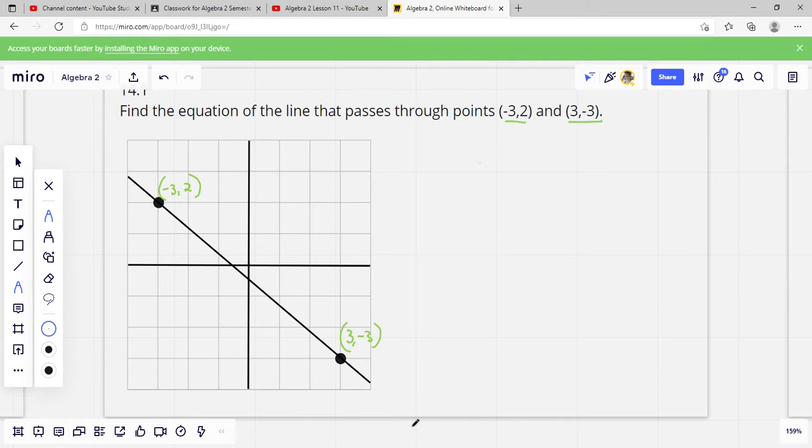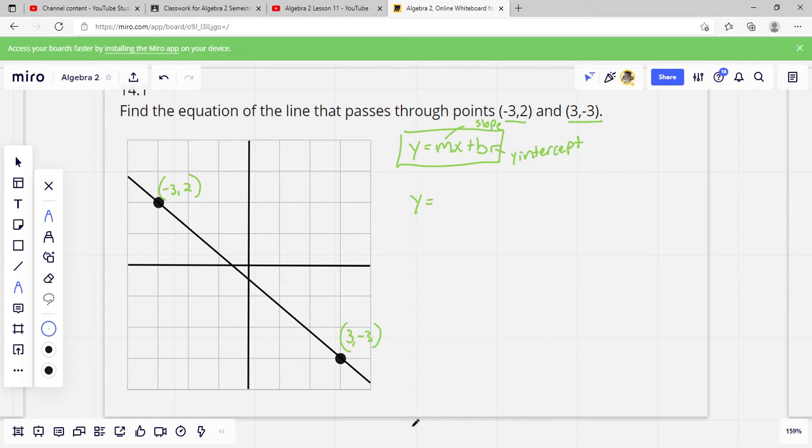Now, to find a line, we need to use the setup of y equals mx plus b. That's what it's always going to look like when we do an equation of a line. All right, so we're going to have y equals mx plus b, where m is our slope, and b is our y-intercept.